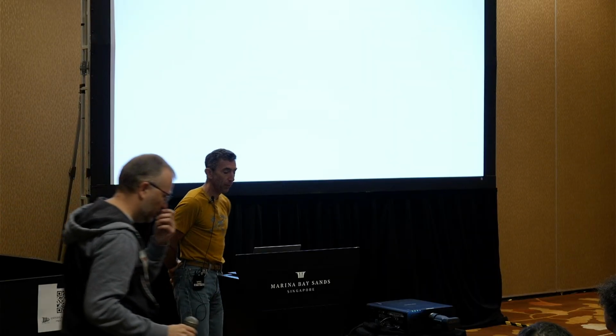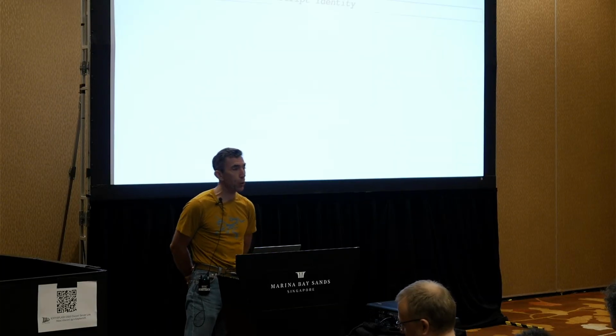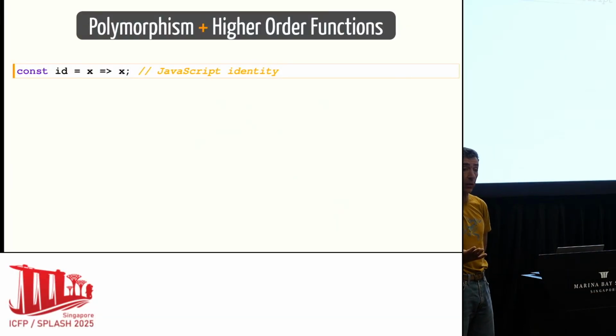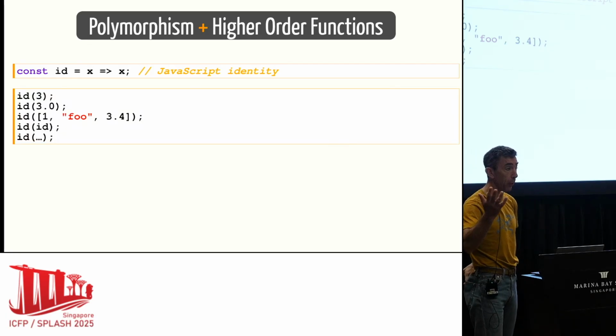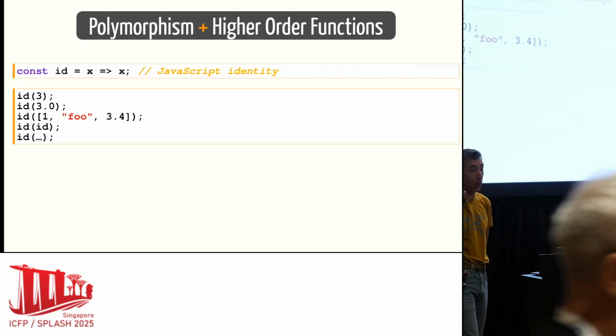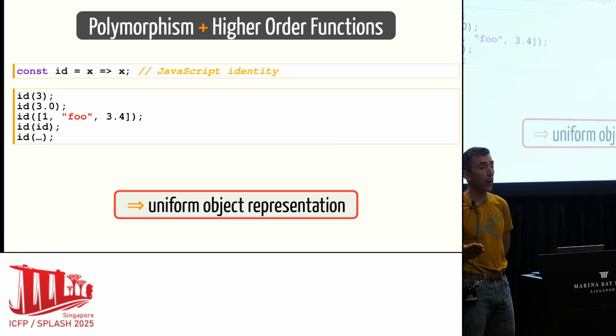Okay, hi everyone. So let's consider a fully polymorphic language, such as JavaScript, where you can define the identity function. You can apply this function to all the values of the language, so a number, a string, or even itself. So somehow, this requires that you have a uniform representation of your data structure.